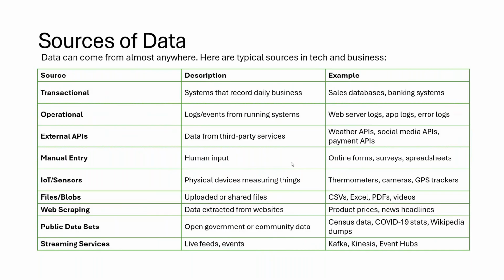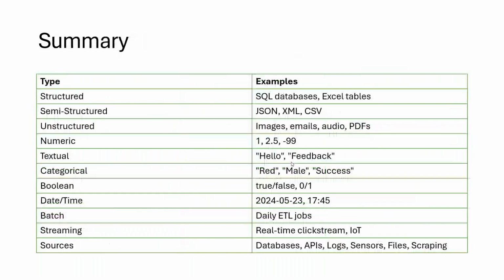Other sources can be any files. You can get them from blobs. You can scrape websites, just like Google is doing. Google scrapes websites and then gathers the data. There are also published data sets, many places where data sets are published by the community. And streaming services, something like live feeds and events, for example Kafka, Kinesis, and Event Hubs. So these are some of the popular sources of data.